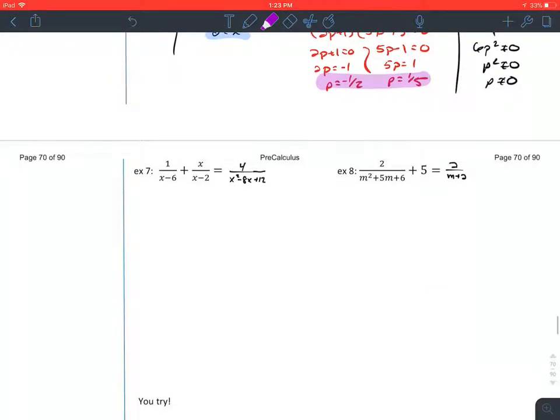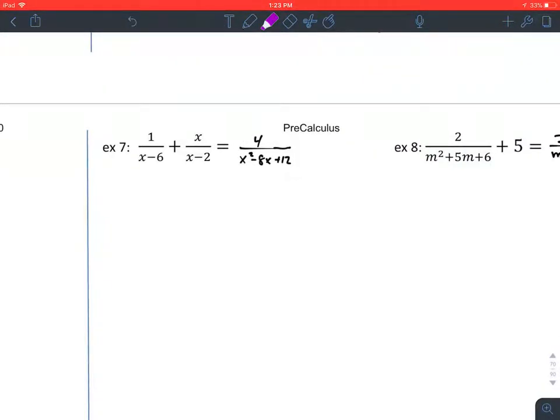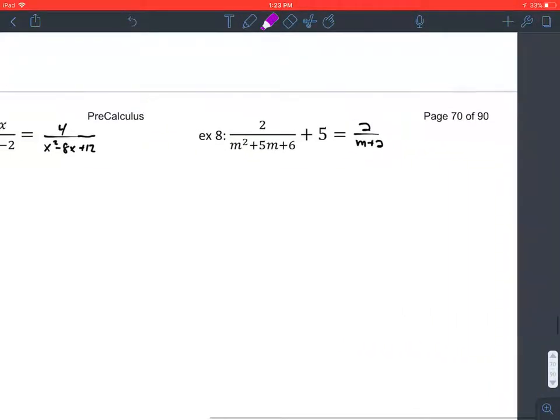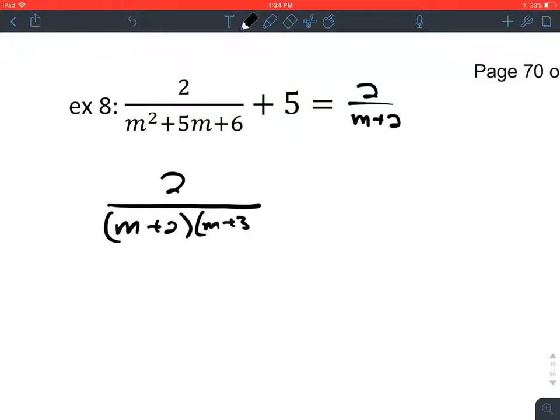On the flip side, let's do this one and be done with it. If time permits, if the bell rings, I'm going to have to cut out here. The first fraction factors into an m plus 2 and an m plus 3.